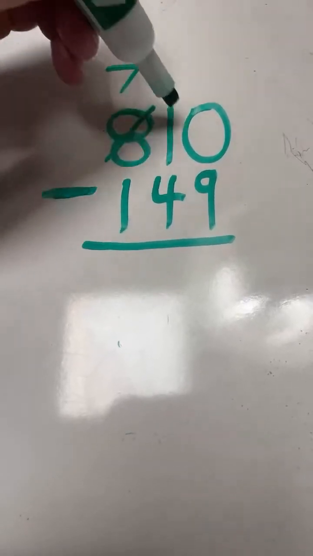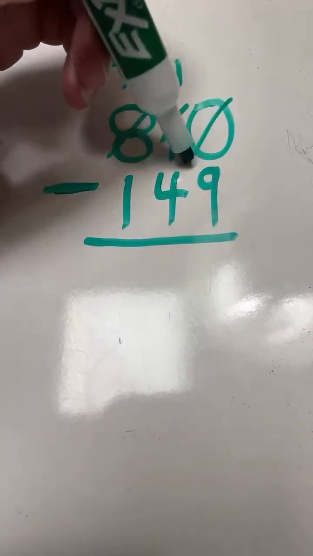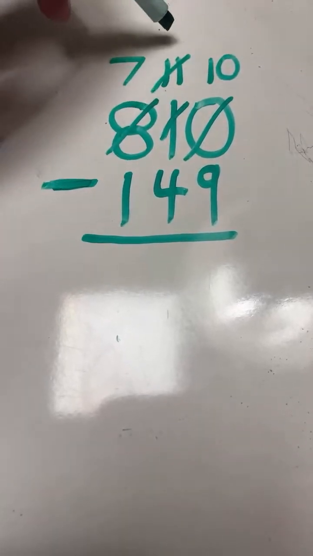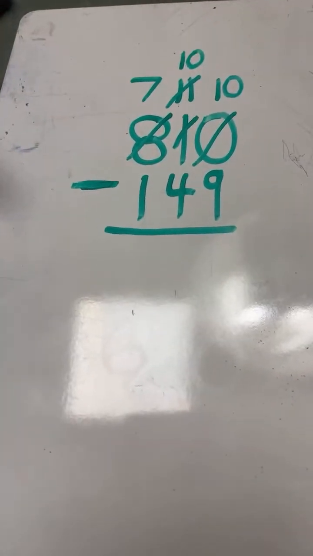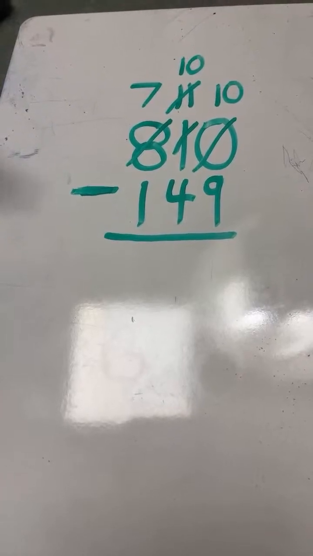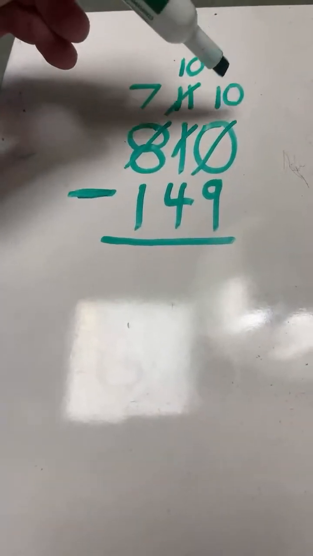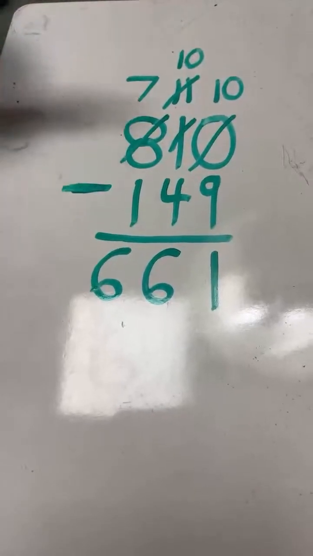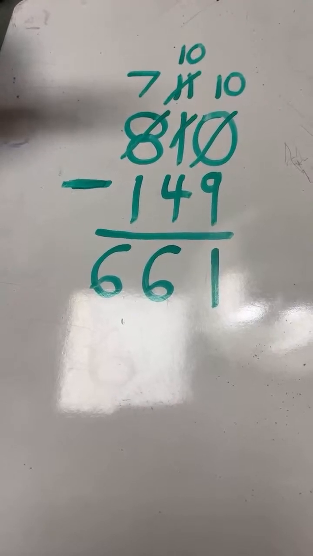So the 8 becomes a 7. The 1 becomes an 11. The 0 becomes a 10. Then we have to go back to the tens place and take away 1. So the 11 is also going to become a 10. And now we are ready to subtract. Ten minus 9 equals 1. 10 minus 4 equals 6. 7 minus 1 equals 6. And we have our final answer. 810 minus 149 equals 661.